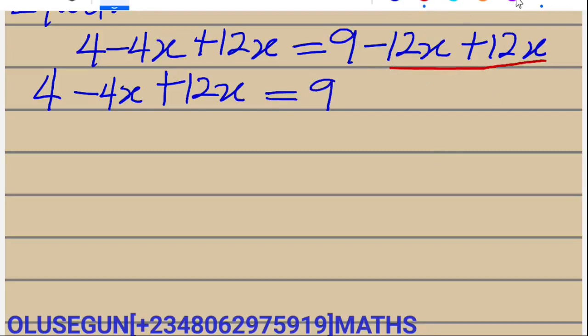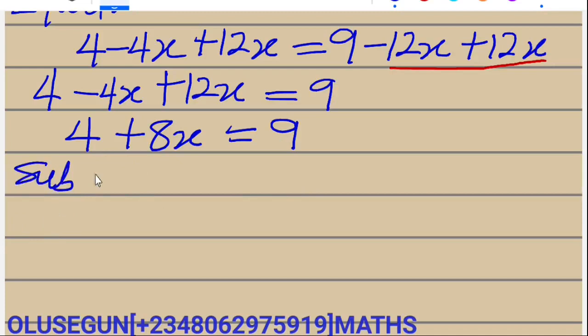As this has now turned to 0, we now have 4, and minus 4x plus 12x will give us plus 8x. So now 4 plus 8x is equal to 9. The next step, to make the value of 4 go to the other side, is to subtract 4 from both sides.